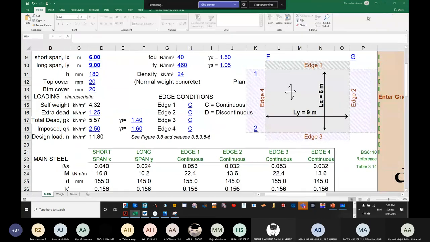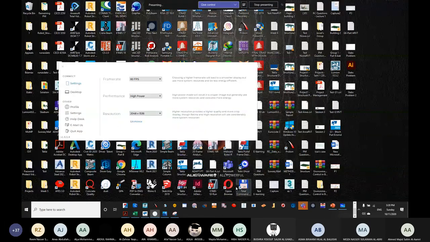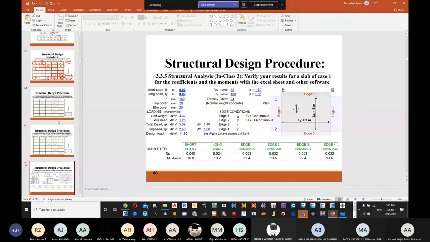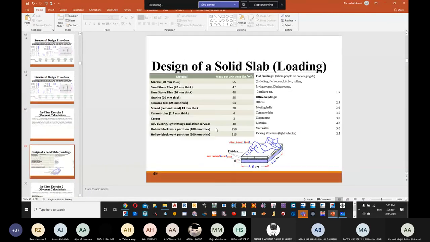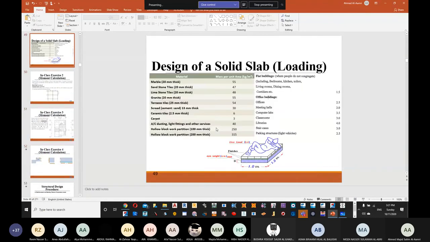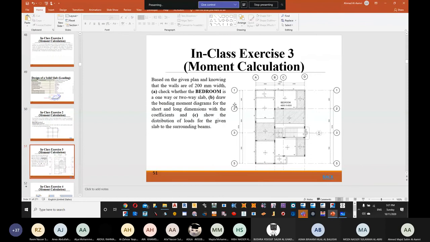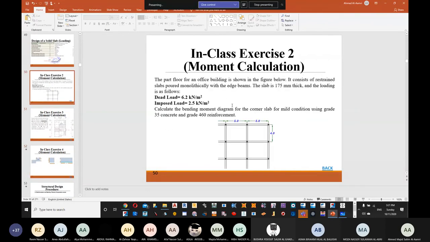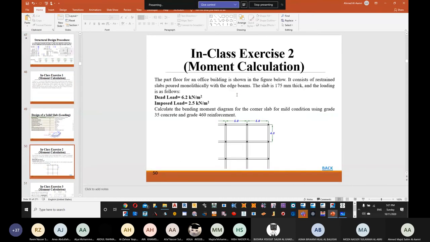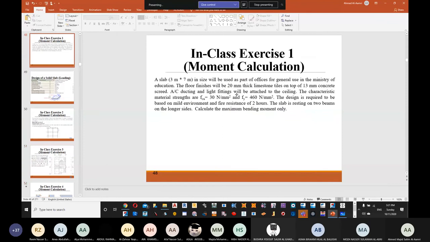I was actually planning to give you another software, but due to the time, we have taken more than the planned time. Anyhow, what I want you to do: there are certain problems here. You have in-class exercise 1, 2, 3, 4. These were from previous exams. I want you to go and try them. If there is time, I'll give you hints on how to solve them. But you should be able to solve them by now.